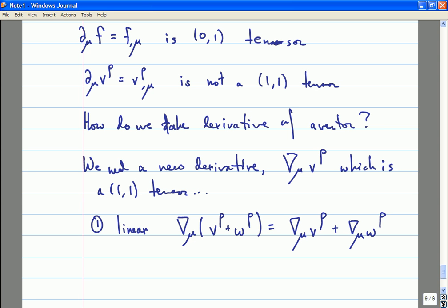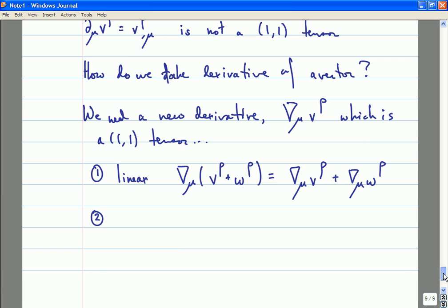And the second thing that I will demand is that this notion of derivative satisfies the product rule when I multiply tensors together. Or in particular, that it satisfies what is known as the Leibniz rule for the multiplication of vectors by scalars. So for example, if I have a vector v rho, then I can multiply it times a scalar f to get another vector. And what should this be equal to? Well, it should be equal to the derivative of f times v plus f times the derivative of v. That's the product rule.